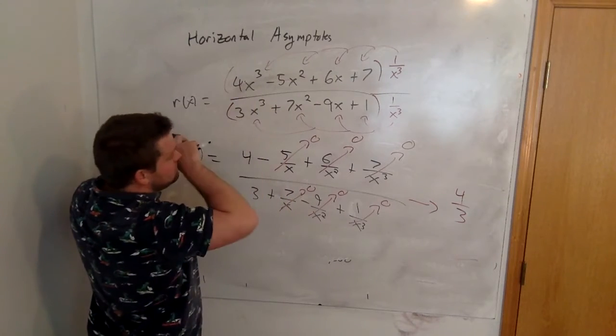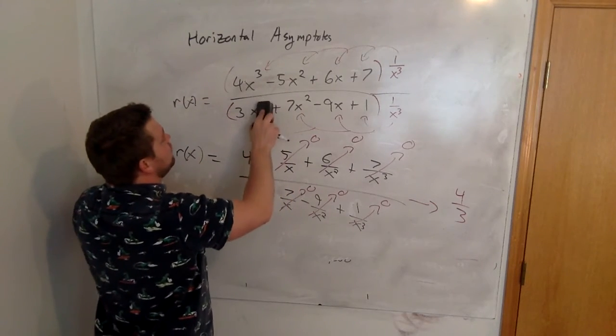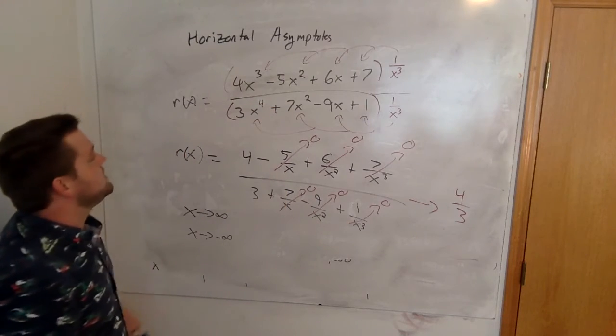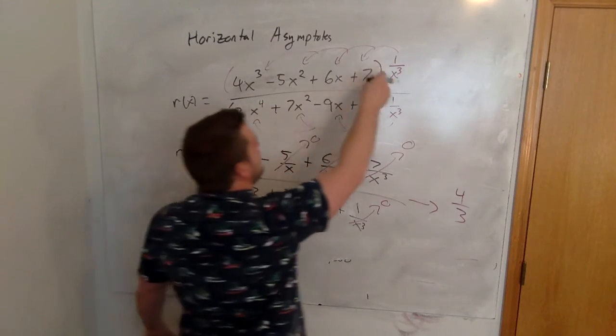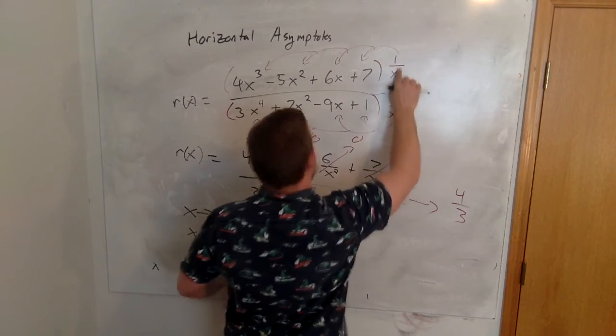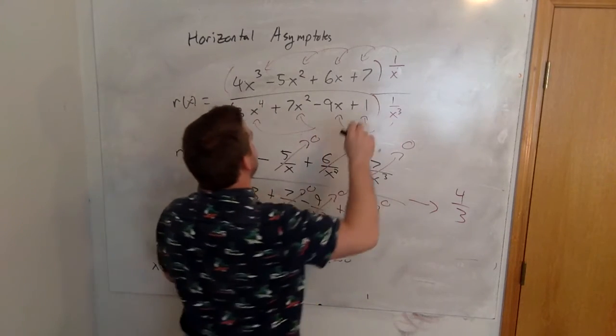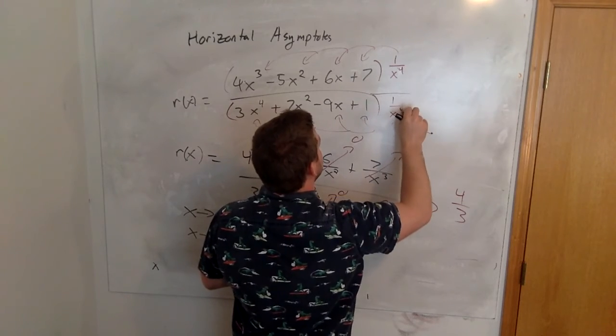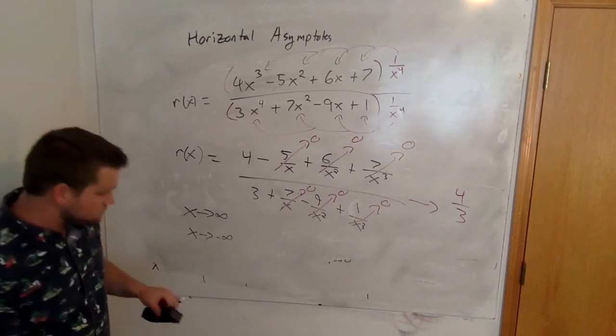What if the denominator was winning the war? Let's just put a 3x to the fourth here, for example. But now instead of multiplying by 1 over x cubed, let's multiply by 1 over x to the fourth. Okay, 1 over x to the fourth.